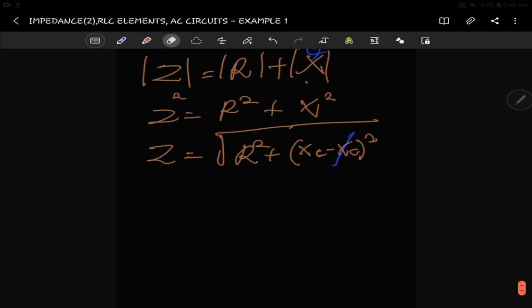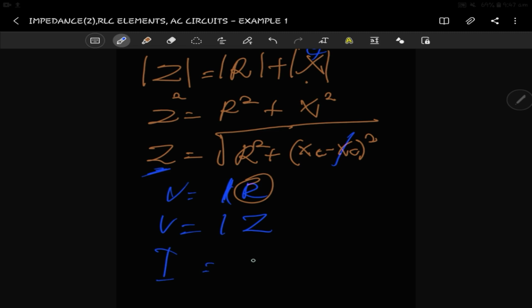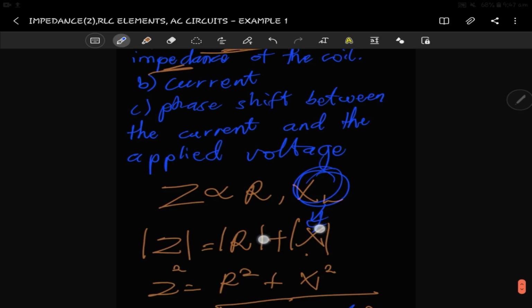And the current. When we started the whole applied electricity, we said V is equal to IR, and this happens when the only element opposing the flow of current is R. But if we have another element with the resistor, then we end up getting V is equal to IZ, and we know Z has all these things inside. So how we find the current is V over Z. So we have that as well.